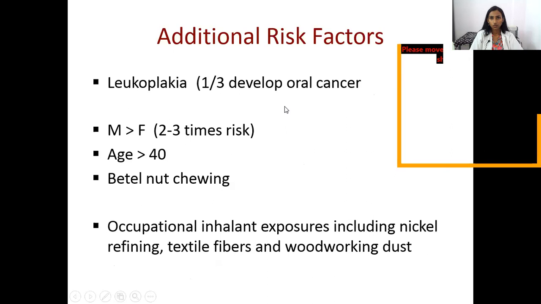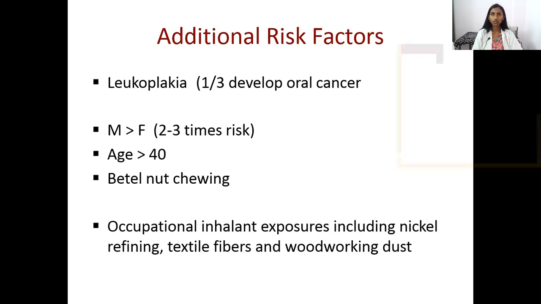Okay. So what would be the additional risk factors? Leukoplakia. One third of oral cancers develop from leukoplakia. So that can be a risk. Normally, males are more commonly affected than females for head and neck cancers, like the risk is 2 to 3 times more in males. Talking about the age group, mostly people more than 40 years have been found to have head and neck tumors. And betel nut chewing is another risk factor, but the most important risk factors are just the two which we spoke about, smoking and alcohol.